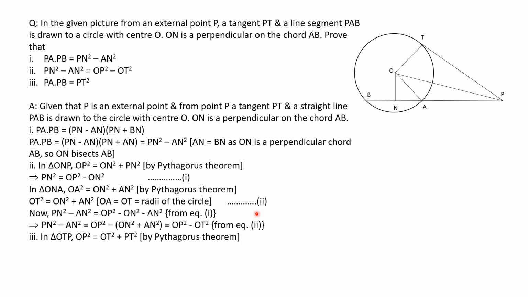In triangle OTP, OP square equals OT square plus PT square by Pythagoras theorem, or PT square is nothing but OP square minus OT square. Let this be the third equation.